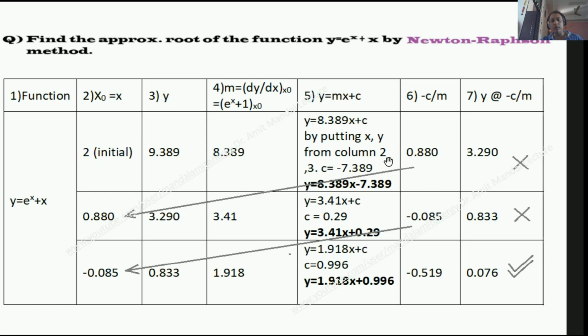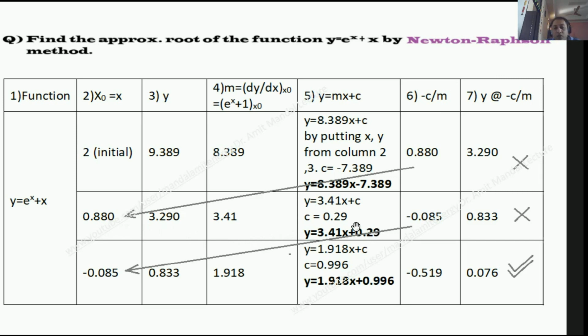Now what we have to do is take this as the new x0 and repeat all the processes. So I put 0.880 in place of x0. Putting this value in the function, I get y to be 3.290, which we have already done. Now find the equation of the tangent at this point, where x is 0.880. Again differentiate and put x to be 0.880. I get the slope to be 3.41. So y equals 3.41x plus c is the equation of the tangent. Now how to find c? When x is 0.880, y is 3.290. Put those values in, and c comes out to be this. So this is the final equation of the tangent at this point.